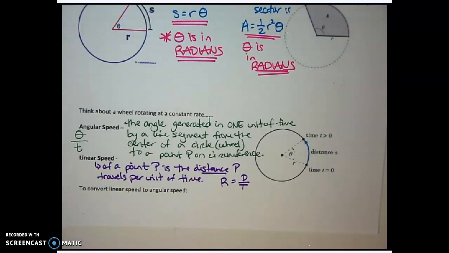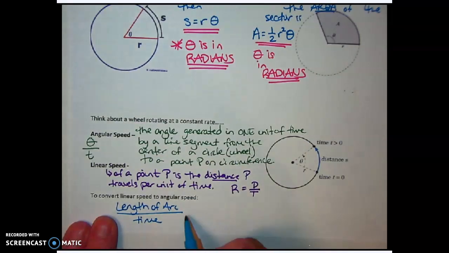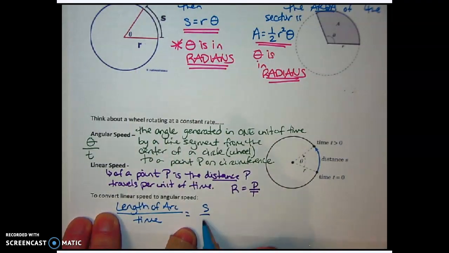So again, we're thinking about our typical distance equals rate times time. If we flip that around, we get rate equals distance over time. So how do we convert from linear speed to angular speed? Remember, our linear speed is the length of our arc, so up above we used s for the length of our arc, divided by time.